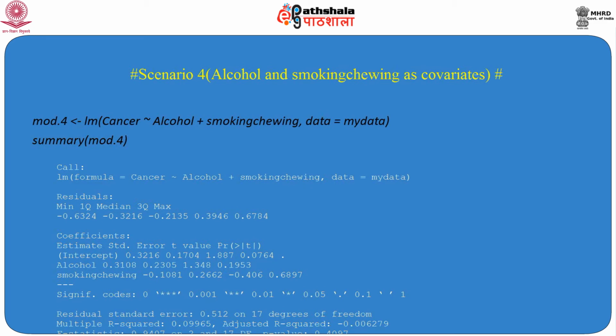Here the residual standard error is 0.512 with 17 degrees of freedom. The multiple R square has again reduced to 0.09965. So it can be stated that, in comparison to the earlier one, as far as model fitting criteria are concerned, this model is not at par with the other one. But since we are considering the presence of smoking and chewing here, it can be stated that those having smoking and chewing have a lesser chance of having cancer.